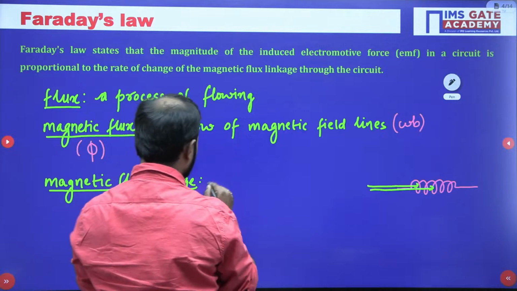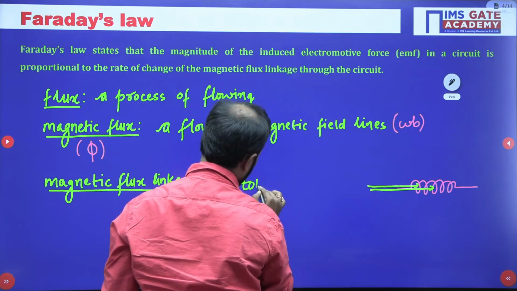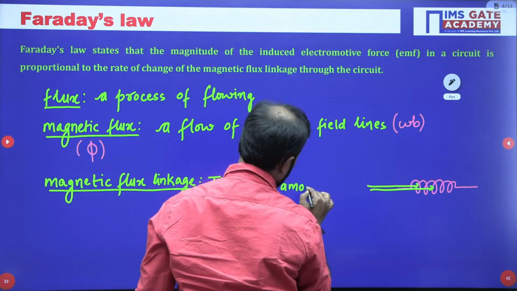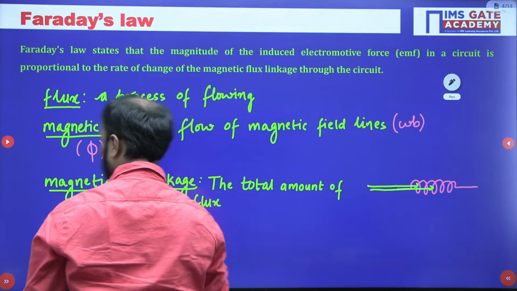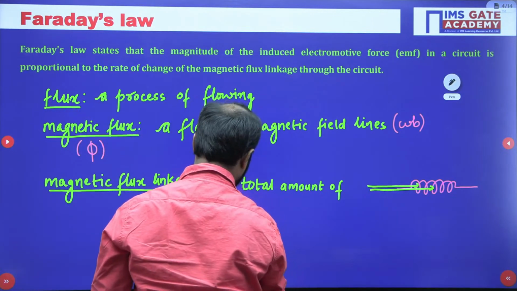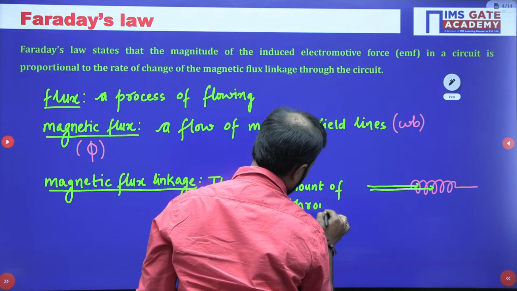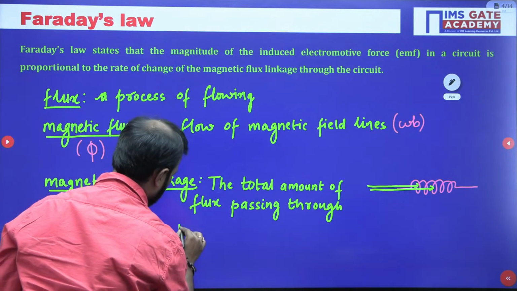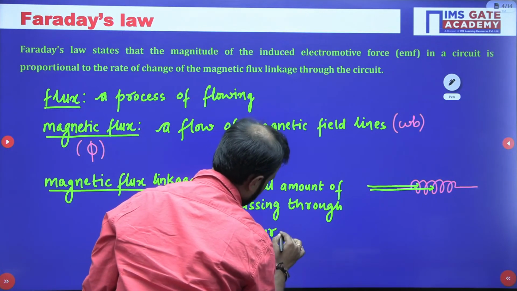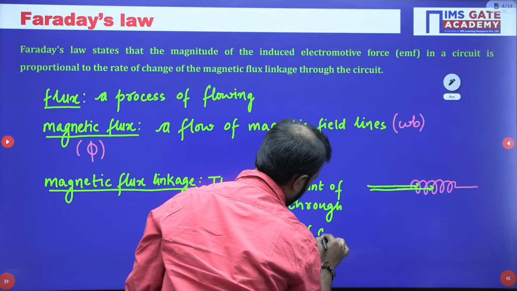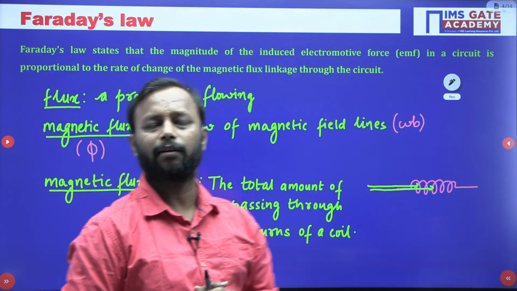So its definition is: the total amount of flux passing through n number of turns of a coil is nothing but your flux linkage. Am I clear?